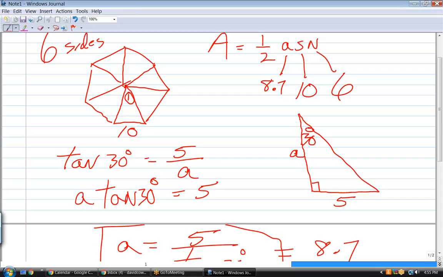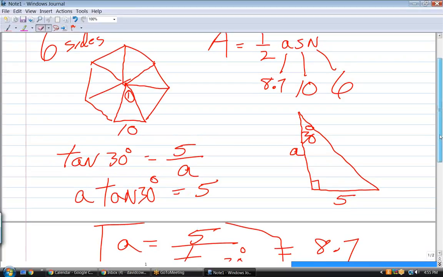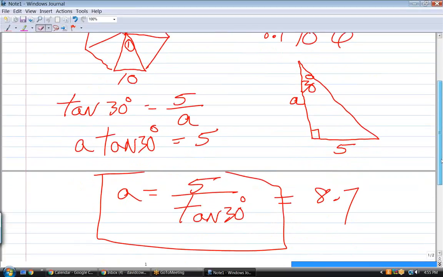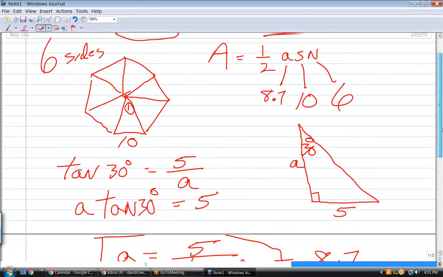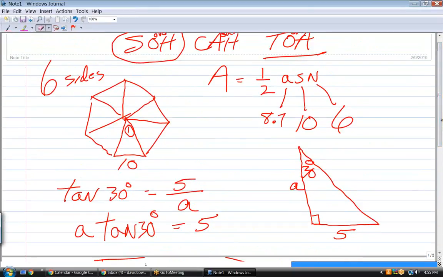Okay? So the only thing that made the algebra tougher here was the fact that your variable was in the denominator, which means you had to do a couple of steps first. Before, our variable was in the numerator, and with one step, we could do the algebra. This is a 2-step. You have to multiply by a and then divide both sides by tan of 30. Okay.